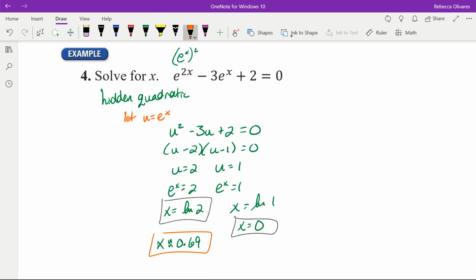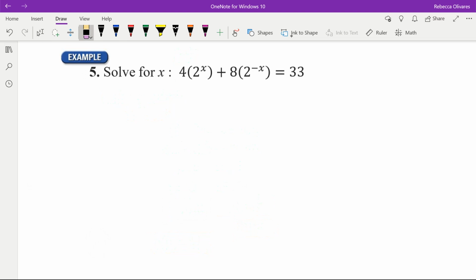So you can either give 0.69 and 0, or natural log of 2 and 0, depending on the instructions, if they say exact value or approximate value. Now, let's take a look at number 5. And again, pause the video, copy down the problem.